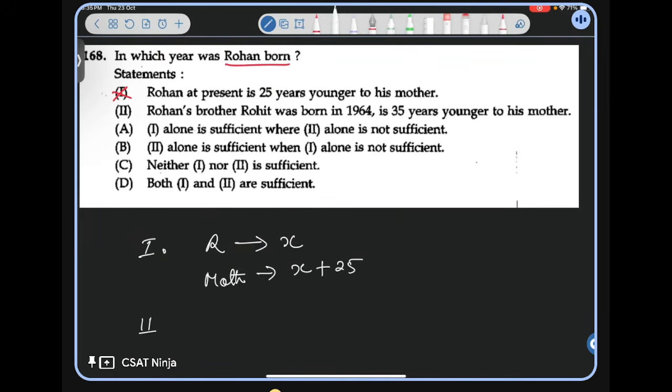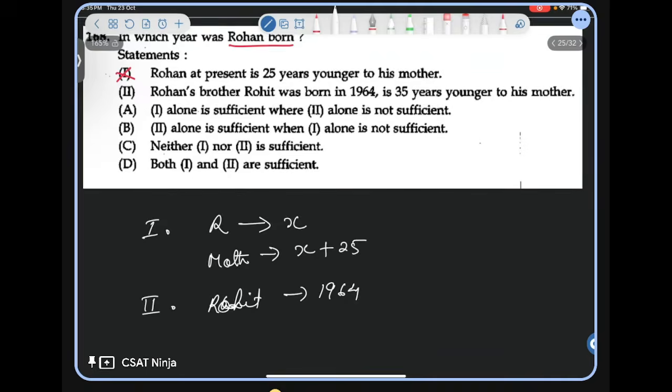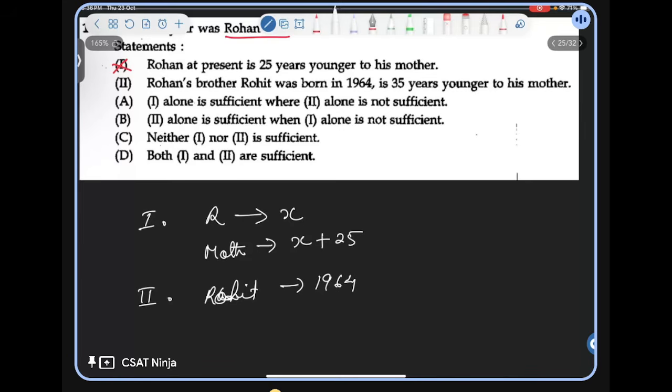Let's check statement number 2. Rohan's brother Rohit was born in 1964. This is Rohan's brother, okay? And he is 35 years younger than his mother. So you look here, Rohit, this is Rohan's brother, was born in 1964. But the question says, if Rohit's age was Y, then the mother's age will be how much?